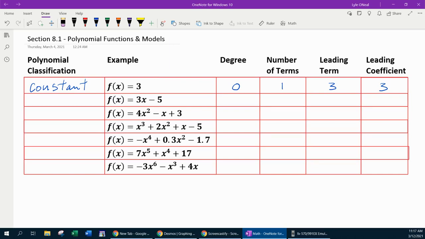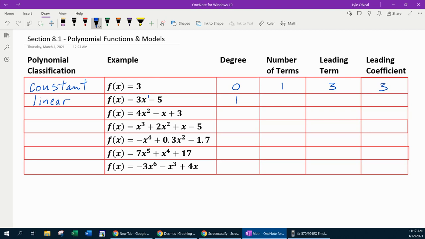Next, f of x equals 3x minus 5. Now this function is linear. That is the classification, linear. If you look at this, you could imagine that this is y equals mx plus b. F of x is y, so this is really slope-intercept form, where the biggest exponent is 1. So the degree of this polynomial function is 1.